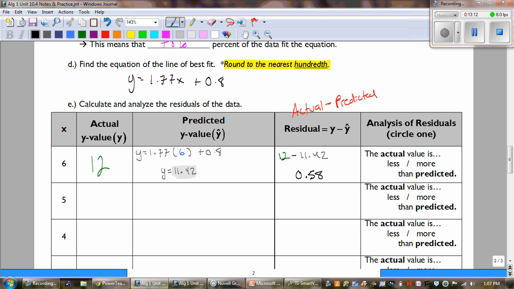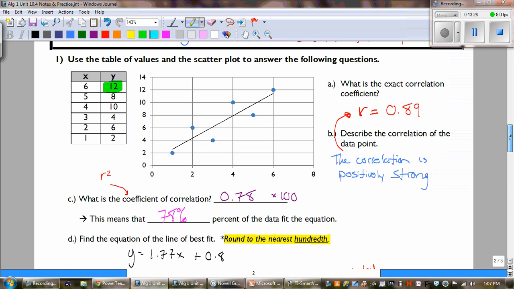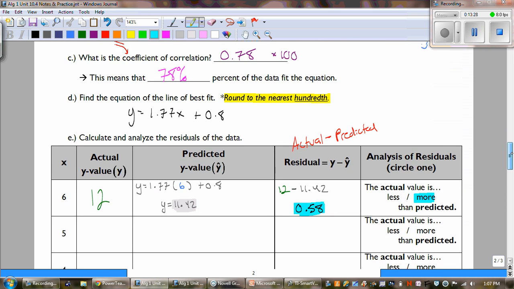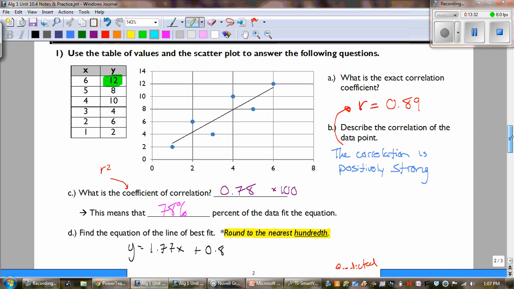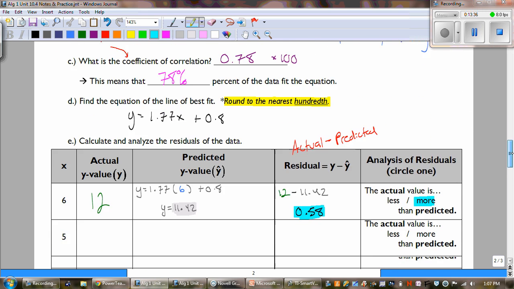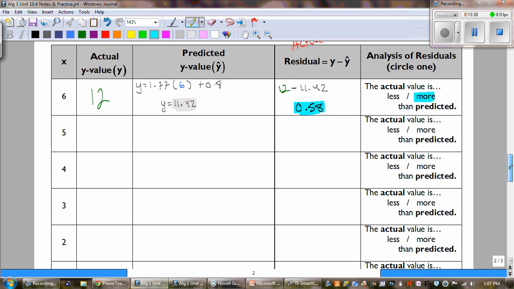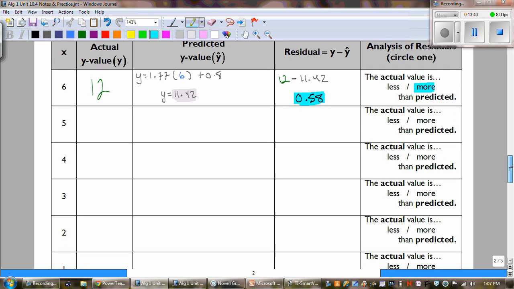Okay? So that actual value, is that more or less than the predicted one? It's more. Since it's a positive number, it is more than predicted. So let's take a look at our first point that they told us, 6, 12, where x is 6. We get that it is more than predicted. Okay. Let's do another one.